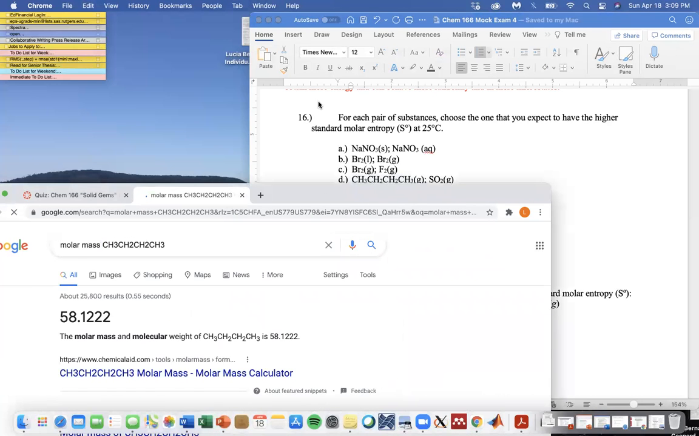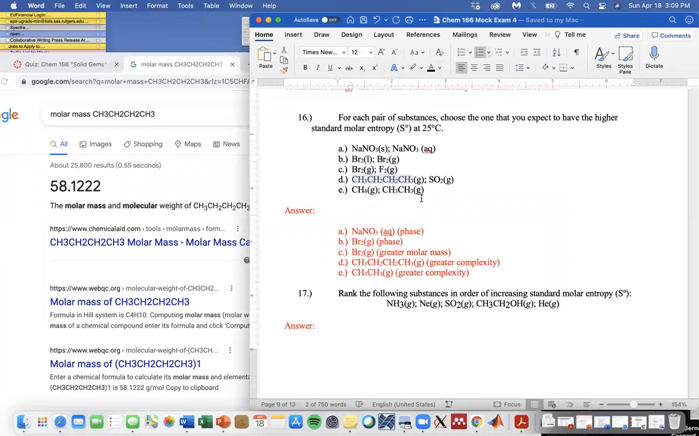This is actually a good example of it. The SO2 has a higher molar mass than this huge molecule. But this molecule is so much more complex. There are many different ways for the different particles to bump into this molecule, for this molecule to change position and change shapes. Because of that, it has greater complexity. It ends up having a much higher standard molar entropy as opposed to the SO2, even though SO2 has a higher molar mass. Does that make sense?